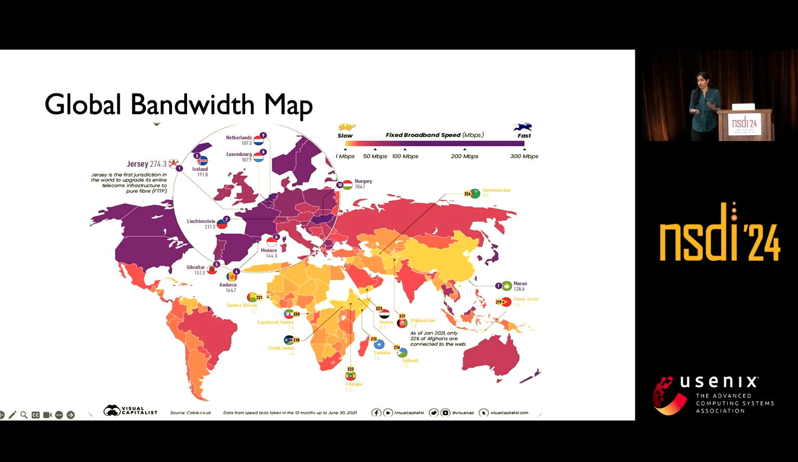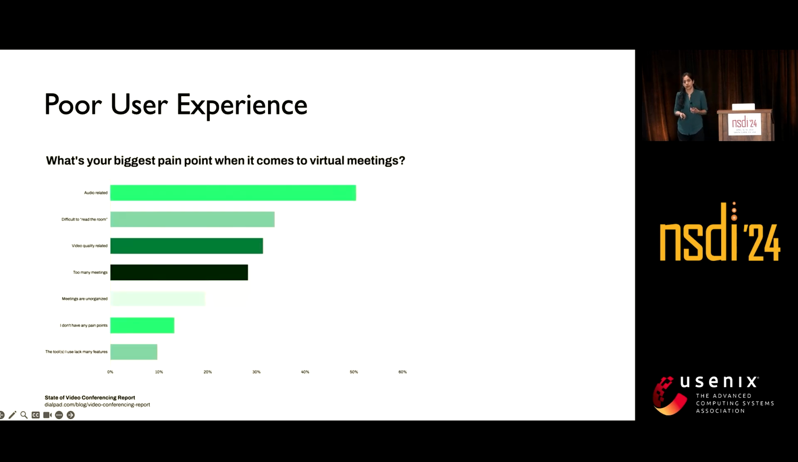This also suggests a rather rosy picture for those living in North America and Europe. But our lived experience tells us otherwise. We're all familiar with some version of, can you see me now? Can you hear me now? I lost your video. And in fact, a widely conducted survey of North American users of video conferencing services resulted in about 30% of people saying that video quality-related issues were their biggest pain point when it came to virtual meetings. So you might ask, why is this the case if these regions can support such high broadband speeds?